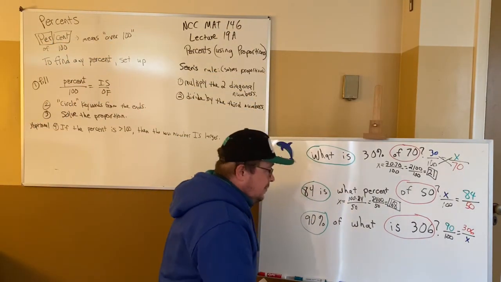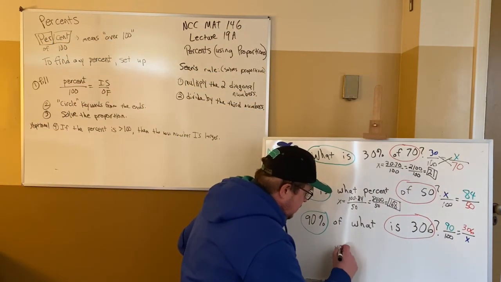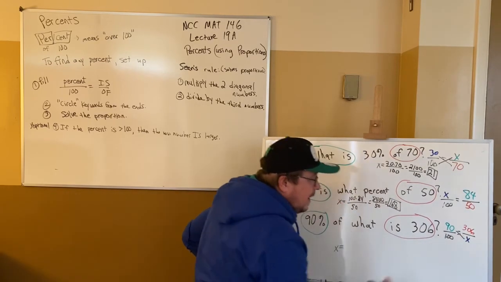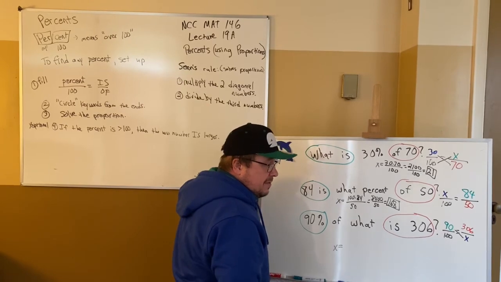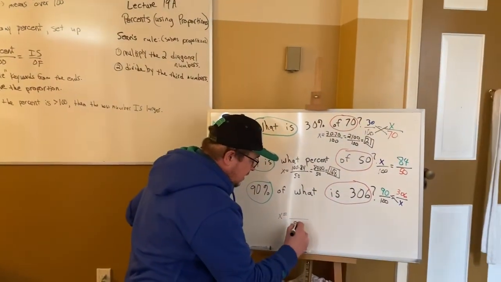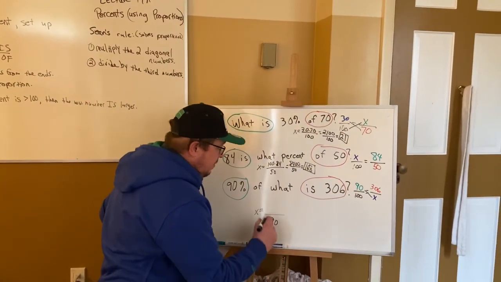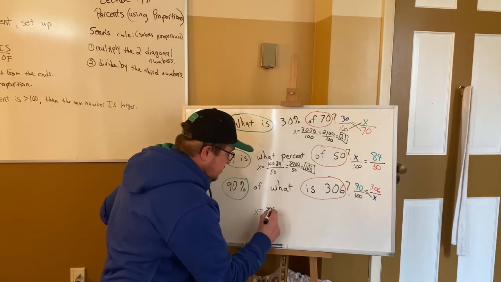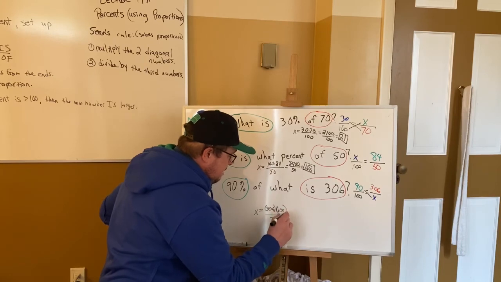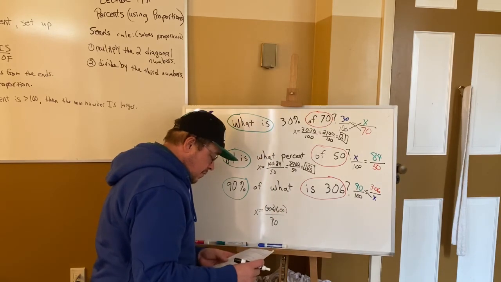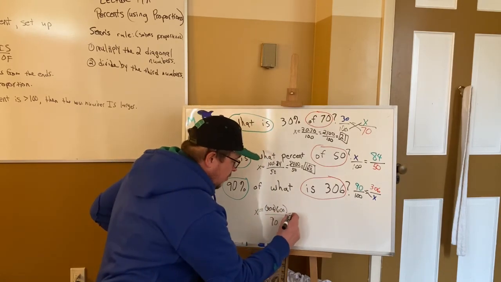Finally, this one. If you look, 90 is diagonally across from the X. So we're ready to divide by 90. So I could put the 90 down here. And I have 306 and 100 as the two numbers that need to be multiplied together. Okay, and when I did that one out, I found 340.